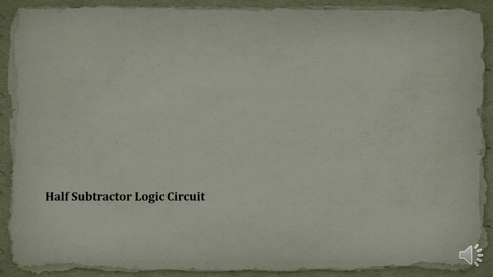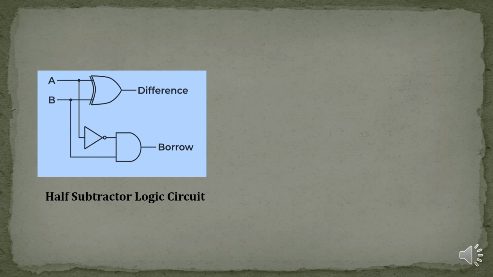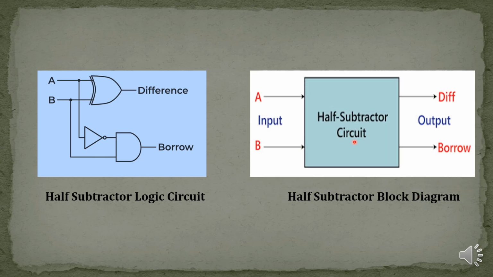Half subtractor logic circuit. Here in this logic circuit, we are having two inputs A and B, and here we are using one exclusive OR gate, one NOT gate, one AND gate, and the output of the exclusive OR gate is the difference bit and the output of the AND gate is the borrow bit. The half subtractor's block diagram is as follows. This is the block diagram, and here we are using two inputs A and B, and we're getting the two outputs as difference and borrow.